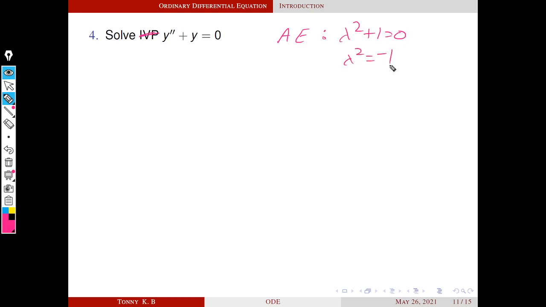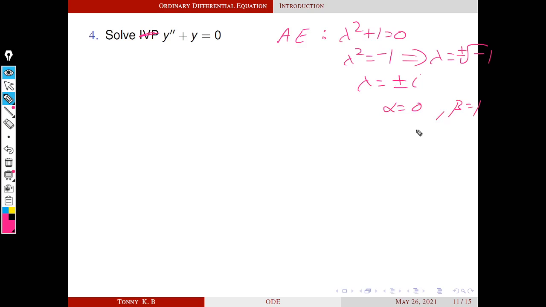So lambda square equals minus 1, and it is clear that the roots are complex. What are the roots? Lambda equals plus or minus square root of minus 1. So lambda equals plus or minus i. So these are the roots, a complex pair. What are our alpha and beta? It is clear that alpha equals 0 and beta equals 1.